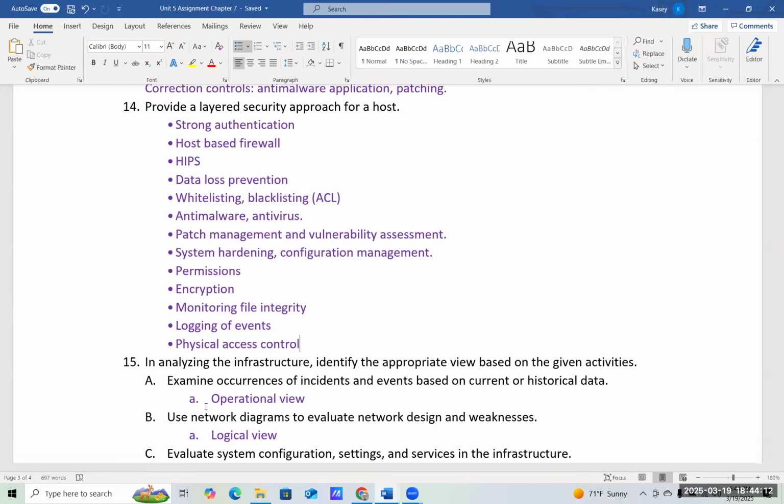When you're analyzing infrastructure, and you're using a network diagram to evaluate network design and weaknesses of that design, that's called a logical view. And in a logical view, we can look at how the systems are connected, or the layout of the room, the cabling. So the network design can tell us maybe we're lacking some security, system connection, and so on. So that will be logical, because if you think about a network layout, that's a logical layout.